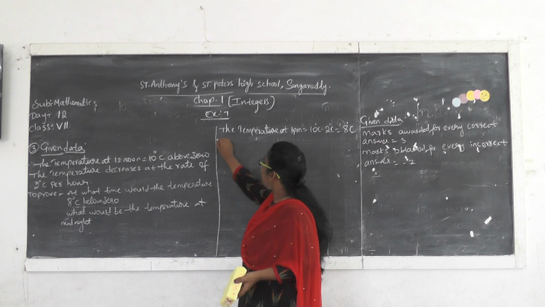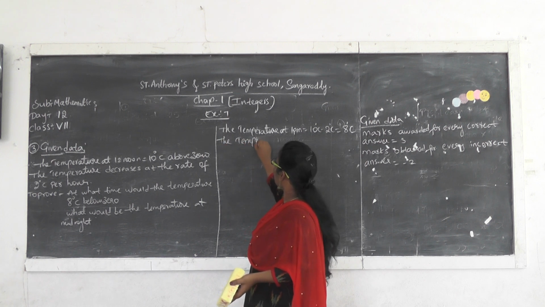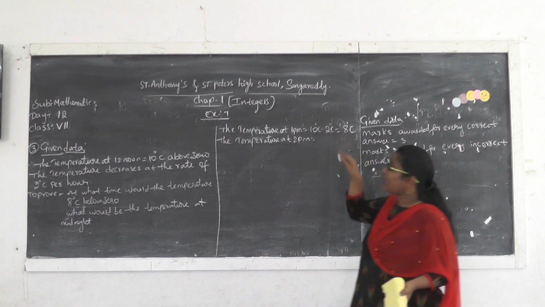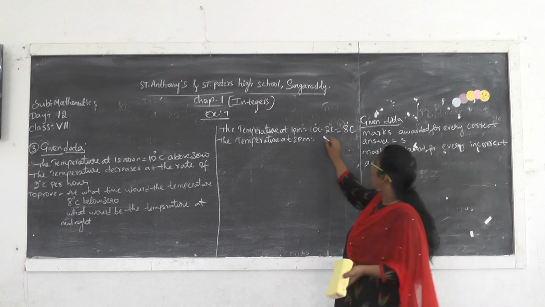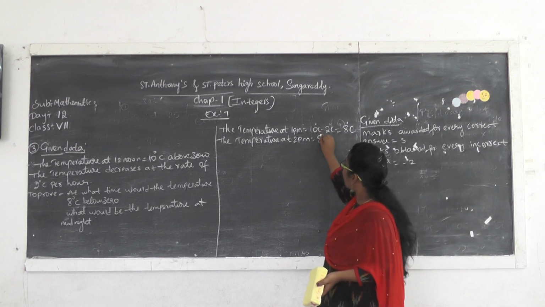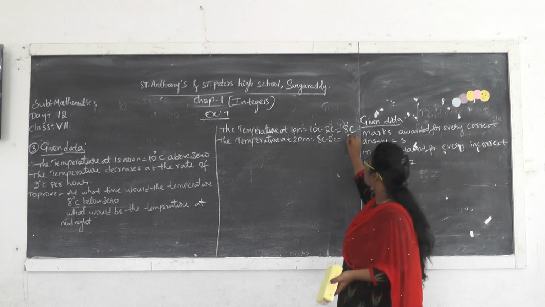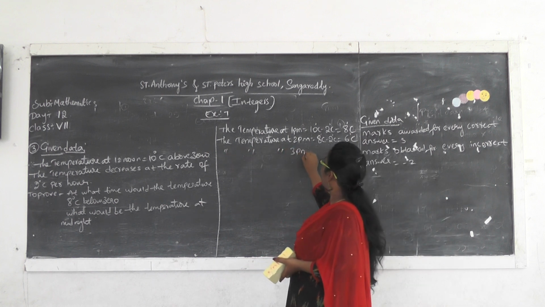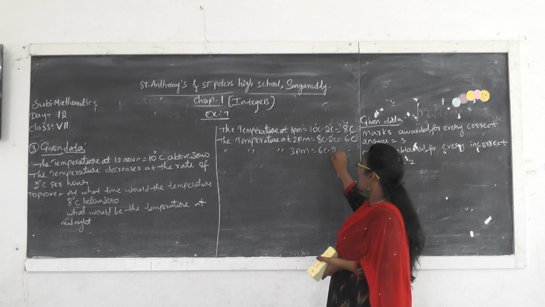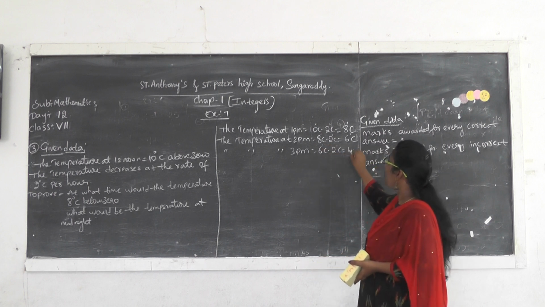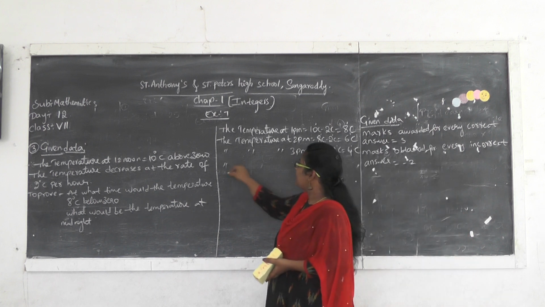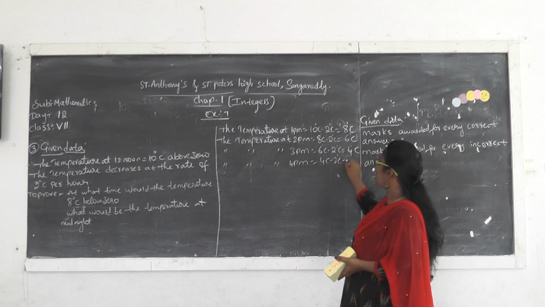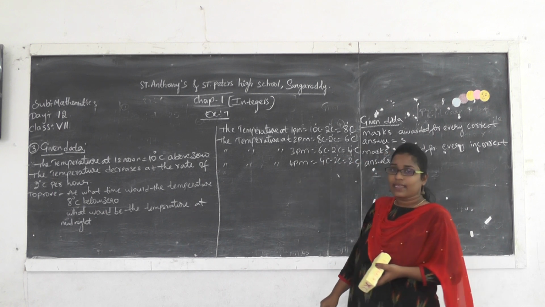Now next, the temperature at 2 p.m. At 1 p.m. it was 8 degrees Celsius. At 2 p.m., what is the temperature? From this 8 we have to remove 2 degrees. 8 minus 2, 6 degrees Celsius. Next, the temperature at 3 p.m. How much now? 6 degrees minus 2 degrees Celsius, 6 minus 2, 4 degrees Celsius. Next, the temperature at 4 p.m. is equal to 4 minus 2, which is 2 degrees Celsius.